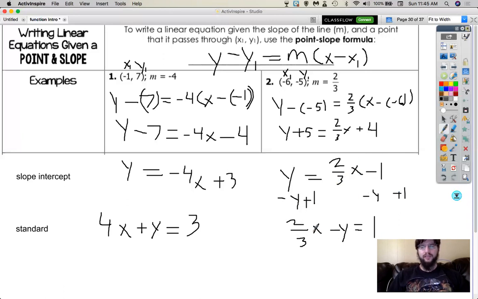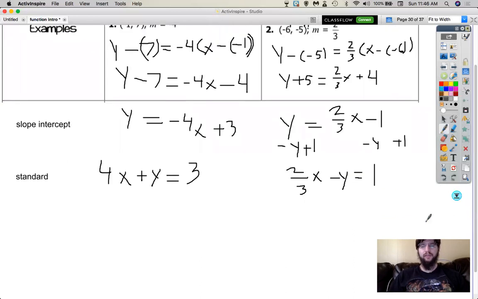So this side would have been 1, this side would have been 2/3 x minus y. I rearranged it so that it was in the proper order. Under standard form, first thing you want to take care of is the order. After that, make sure the A is positive. It is. Now let's clear our fractions. Multiply through by our LCD, which is 3 in this case, and multiply each one of these by 3. I'm going to get 2x minus 3y equals 3. Check for GCF, 2 and 3, nada. So this would be standard form here.